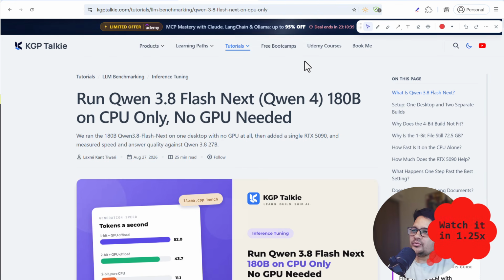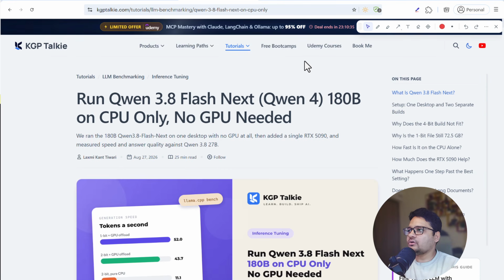Today we are going to benchmark the Qwen 3.8 Flash model, which is also supposed to be the Qwen 4 model, on a CPU. Later on, I'll also show you how you can offload some layers onto a GPU so that you can improve the overall generation speed.